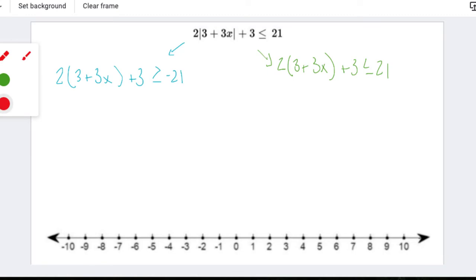What do you do when you have a number outside parentheses? You distribute, right? So we're going to do 2 times 3 is 6. 2 times 3x is 6x. Plus 3 is less than or equal to negative 21. Again, you need a piece of paper and a pencil when you do this. Okay, so since this 3 is outside the parentheses, we're going to subtract it.